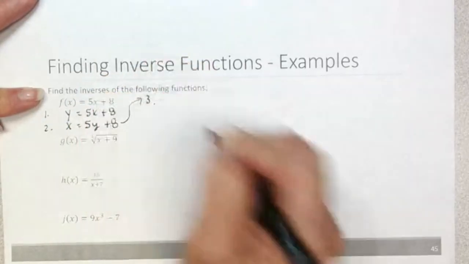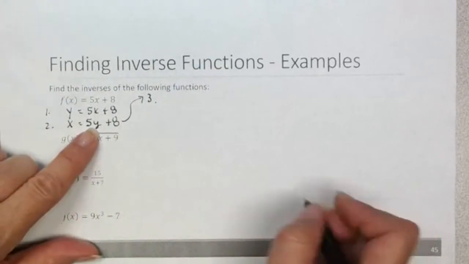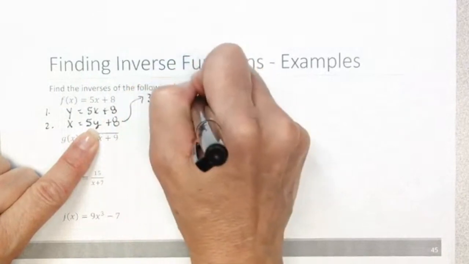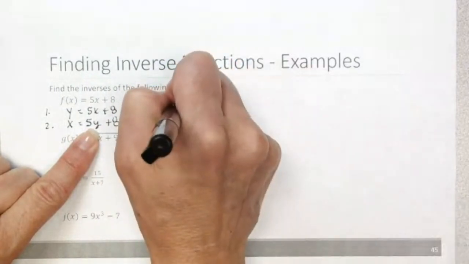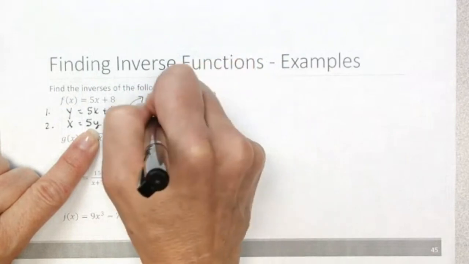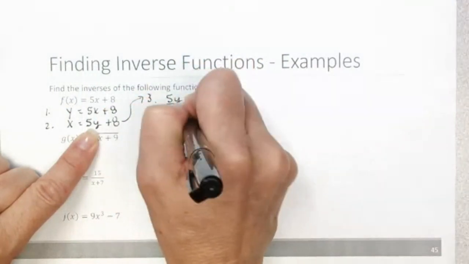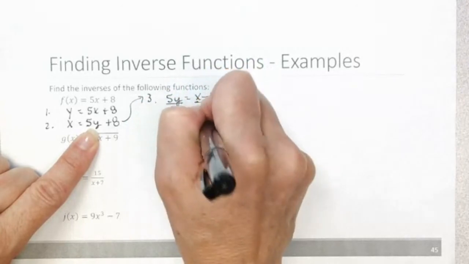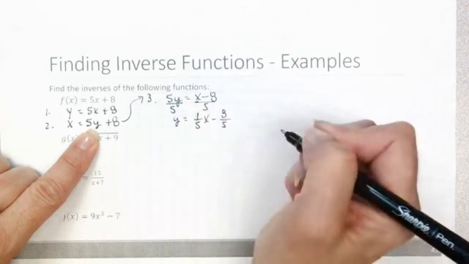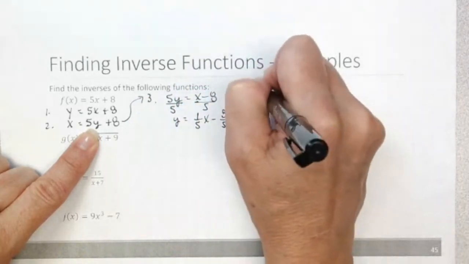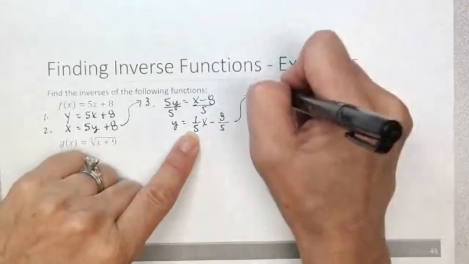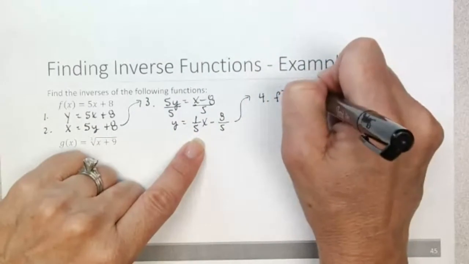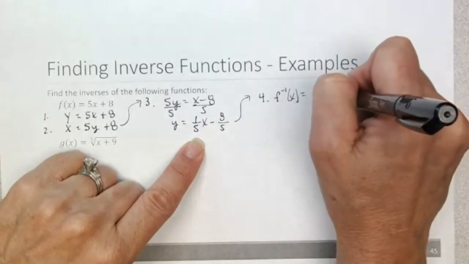Now in our step 3, we're going to solve for y. So we'll subtract that 8 from both sides. So we'll say 5y equals x minus 8, and then we'll divide everything by 5. So y then equals 1/5 x minus 8/5. And then our fourth step, we were looking for an inverse. Right now, that's an equation. We want to write it as an inverse. So we want to say f-1 of x is going to equal 1/5 x minus 8/5.